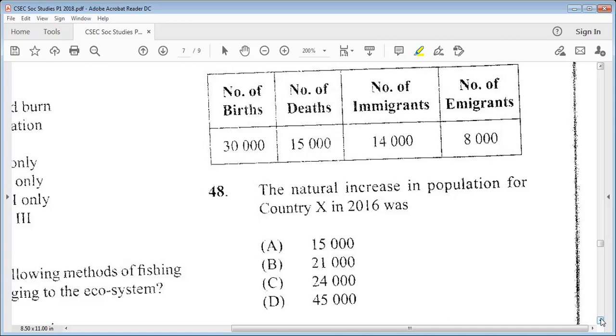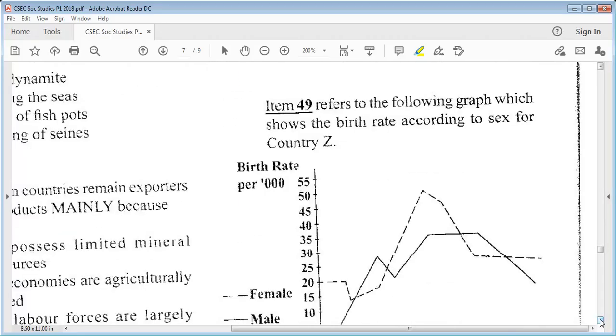Well, what we have to do is take the number of deaths away from the number of births. That would give us the natural increase in the population. So what is the number of births? 30,000. And our number of deaths is 15,000. So when we take 15,000 from 30,000, we're left with 15,000. So our answer is A. Let's go on to 49.